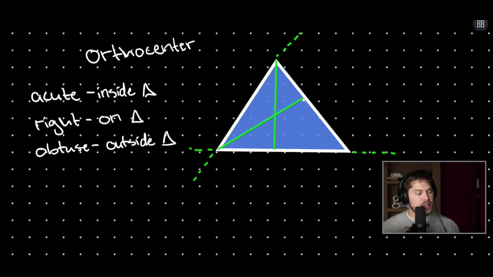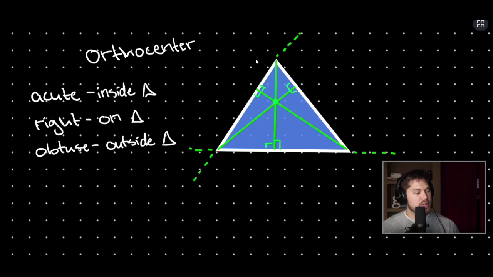Here we want to intersect this side such that it's a right angle. Looks like to be right there. And then for this last one, we can see that this is our intersection point, so this would be our orthocenter. Again, all of these angles will be right angles because the lines that we've drawn are altitudes.